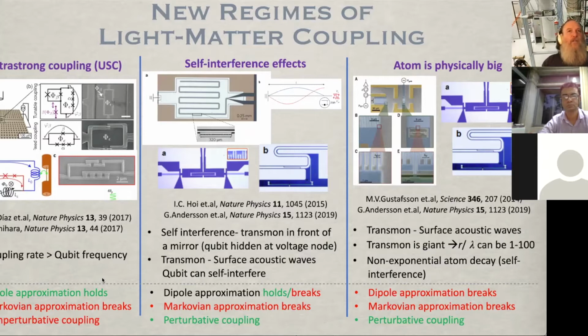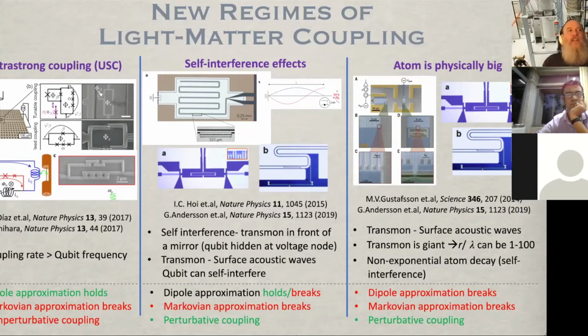So there are these key approximations, and the remarkable thing is in the last decade, the field has been able to break all of these approximations and study these new regimes. So for instance, we and others were able to experiment in what we call the ultrastrong coupling regime, where we had, again, a superconducting qubit, in this case, a different type of flux qubit coupled to a transmission line. And we were able to design this such that the coupling rate of the qubit to the line was actually larger than the qubit frequency.